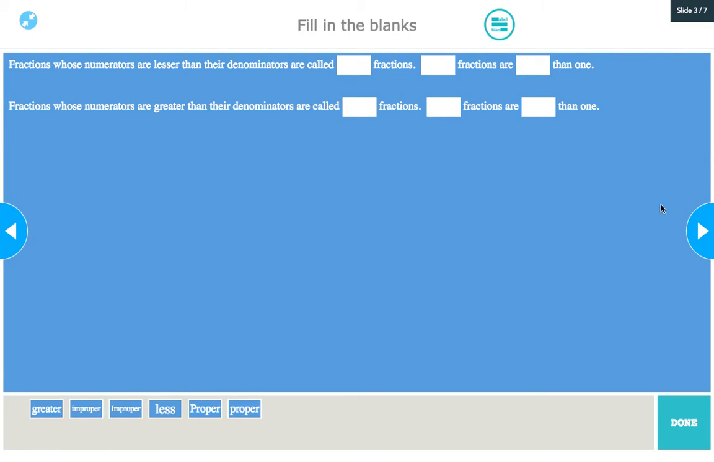So let's fill in the blanks. Fractions whose numerators are lesser than the denominators are called proper fractions. Proper fractions are less than 1. Fractions whose numerators are greater than denominators are called improper fractions. Improper fractions are greater than 1.